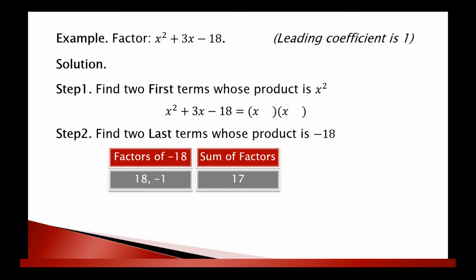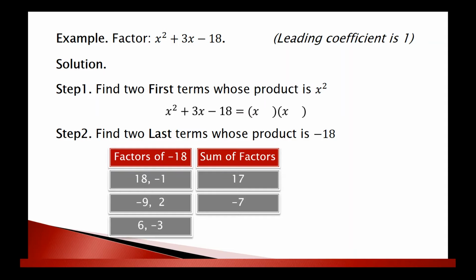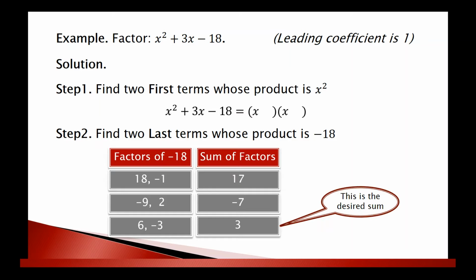So we'll try one more. Let's look at these factors, negative 9 and 2. So the sum of these two factors is negative 7, and again which is not the desired sum. Let's then look at another one, which is 6 and negative 3, and the sum of these two factors is 3, and this is the desired sum. This is the middle term. So therefore we can write this polynomial x squared plus 3x minus 18 equals x plus 6 times x minus 3.